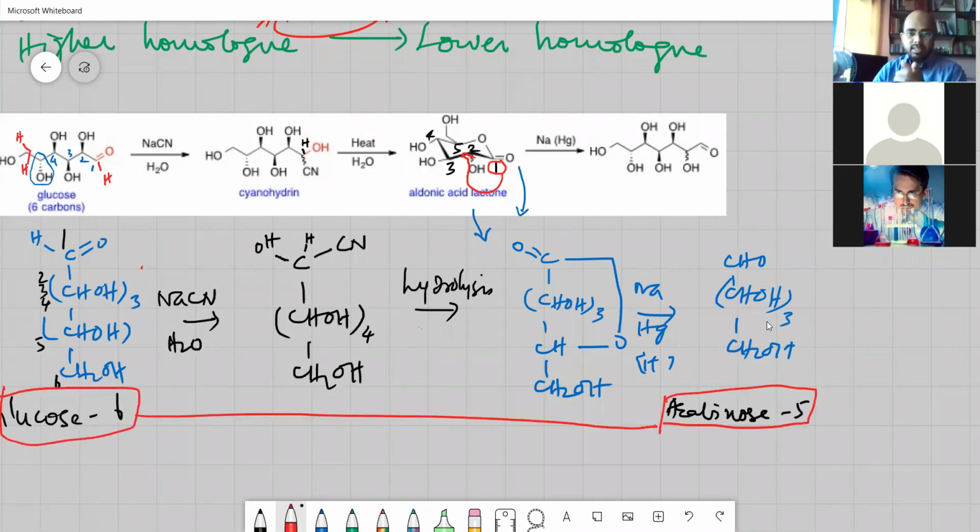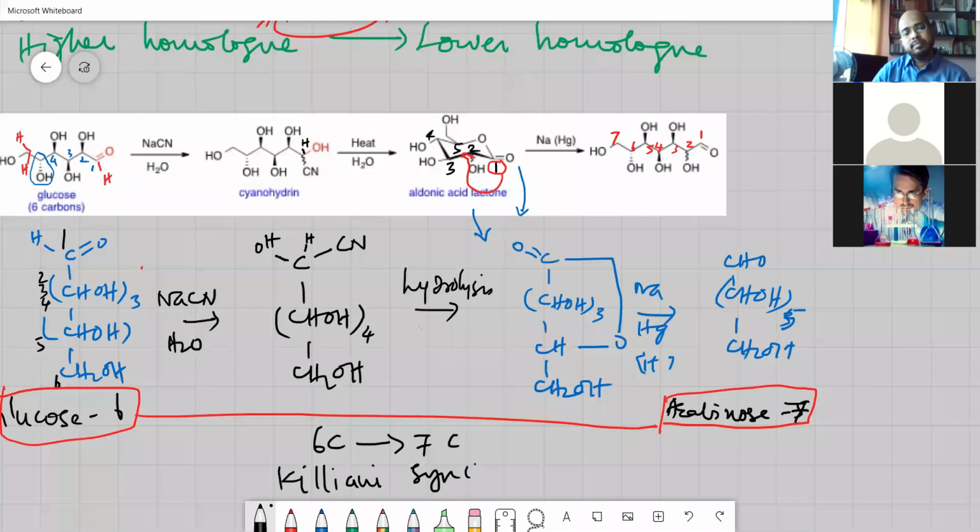Sorry, the glucose, how many carbon atoms? This is 1, 2, 3, 4, 5, 6, 7. 7 carbon atoms. That is CH2OH 5 here. And you get 7 carbon atoms. So 6 carbon atoms to 7 carbon atoms conversion is done by means of the Killiani synthesis.